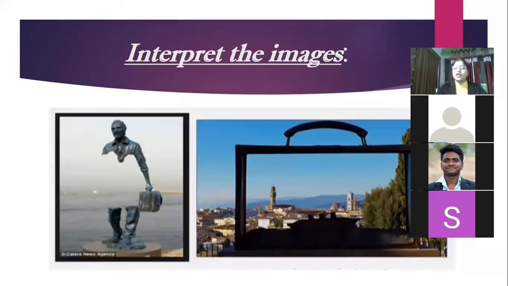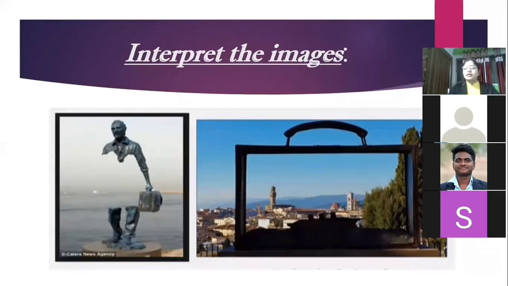And in the second picture, you can see the city of Florence, and there is an outer frame of a suitcase. Through this outer frame of the suitcase, if we see the city of Florence, it's so beautiful, it's so magnificent. But the city of Florence is not restricted to the boundary or the frame of the suitcase over here, which is present in the Rose Garden of Florence. It is extended much beyond that.